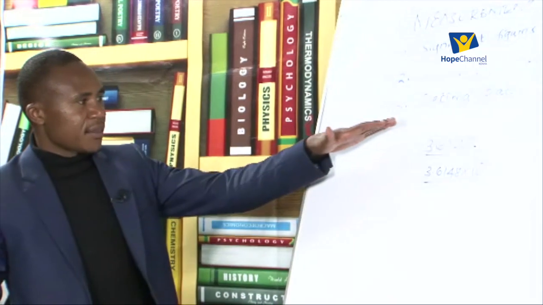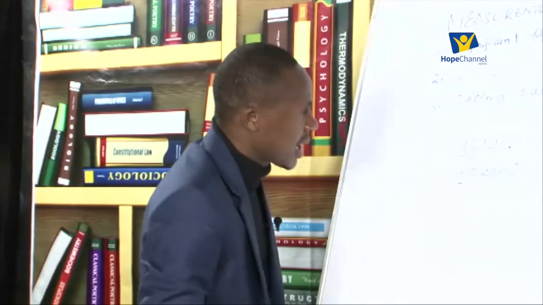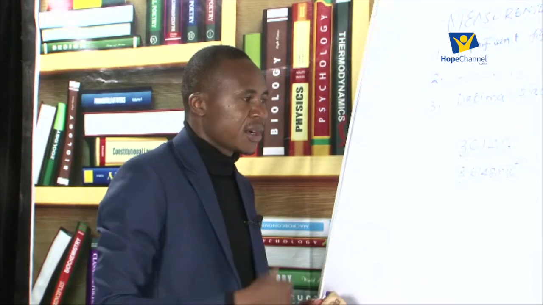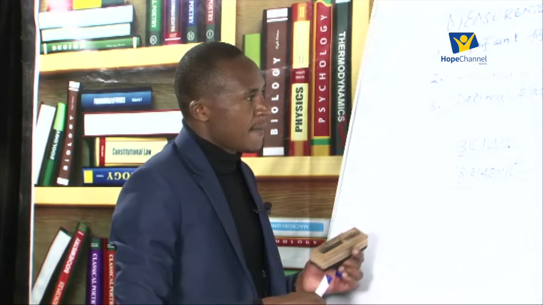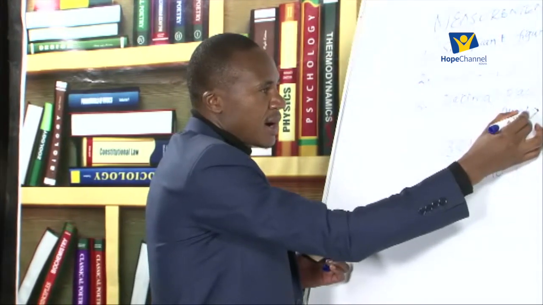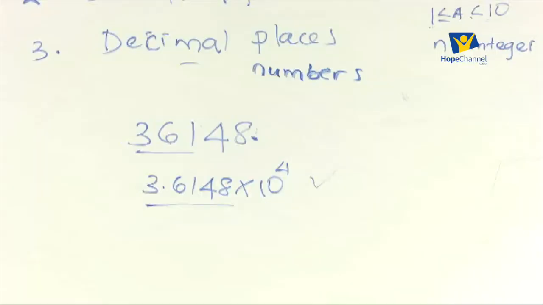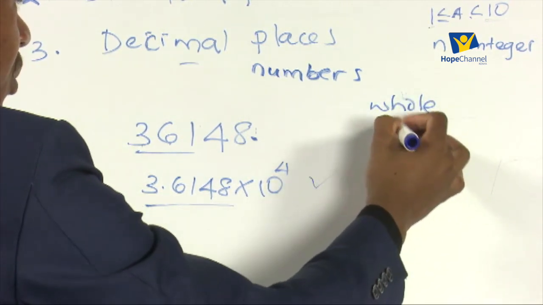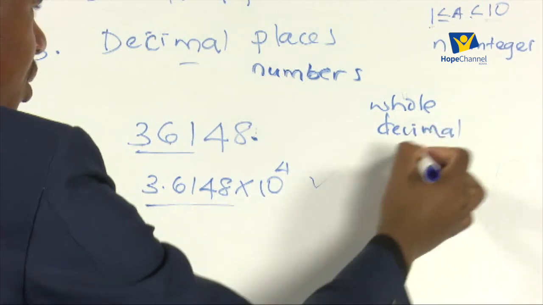We also discussed decimal places. For the decimal places, we count the number of digits which are appearing after the decimal point. Decimal places only come into play when we are talking of decimal numbers. Remember, we have three types of numbers. We have whole numbers, we have decimal numbers, and then we also have fractions.